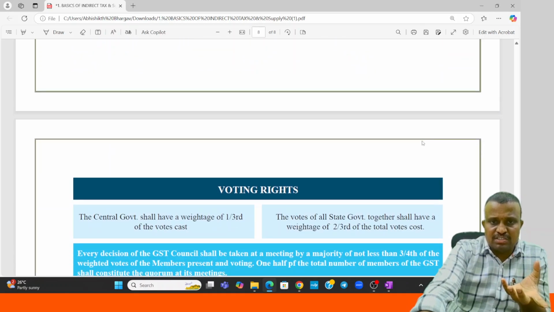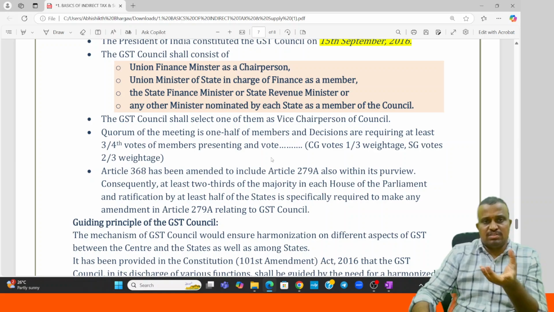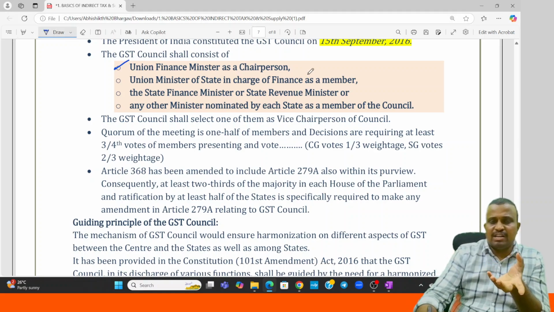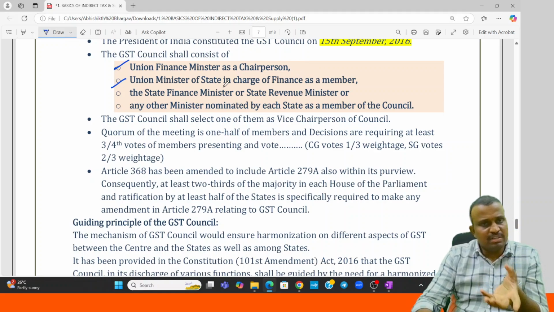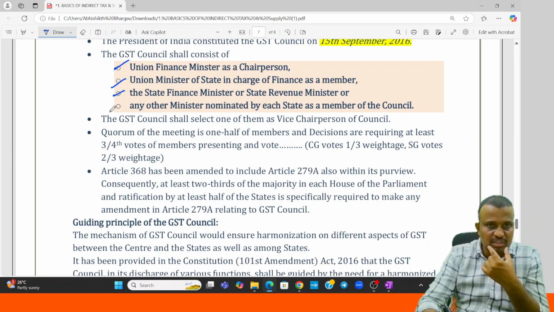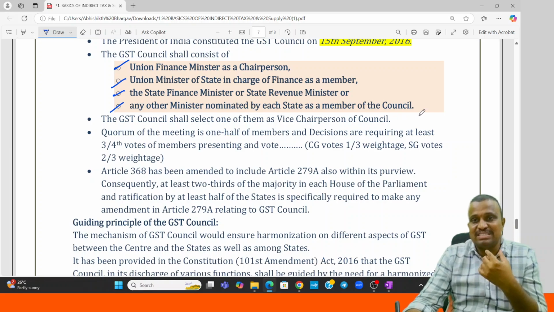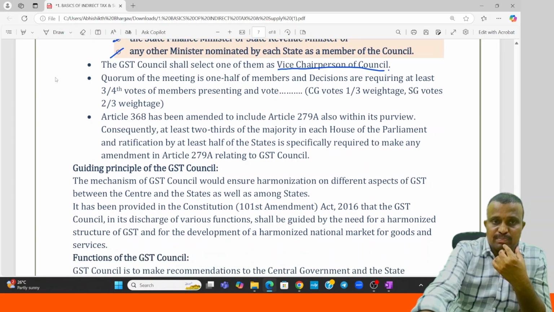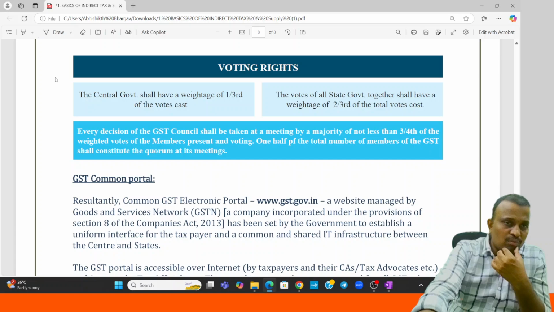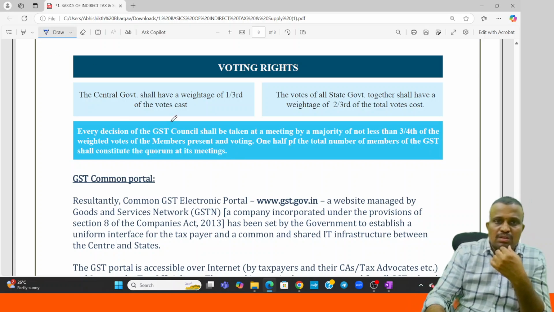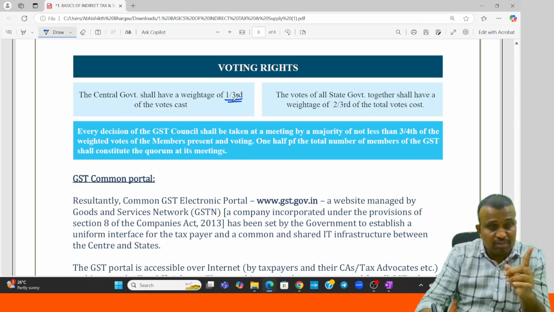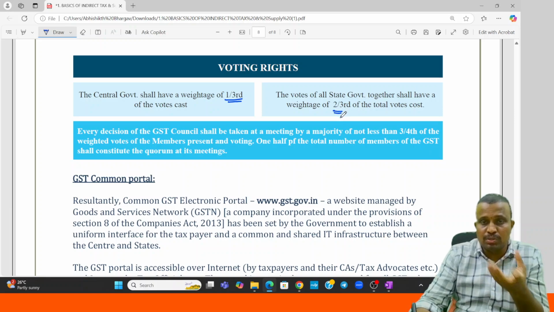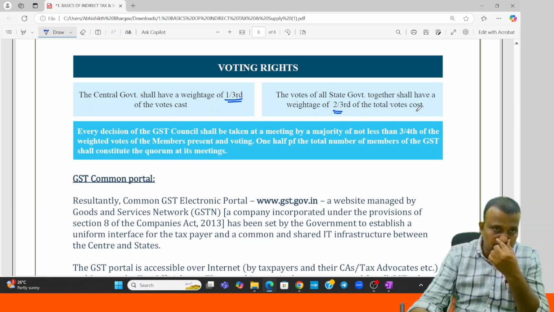The GST Council has a few members. It consists of the Union Finance Minister as chairperson, the Union Minister of State in charge of finance as a member, and the State Finance Minister, State Revenue Minister, or any other minister nominated by each state as a member of the Council. Among them, one is elected as vice president or vice chairman of the Council. Coming to voting rights, the central government will have a weightage of one third of the vote cast, and all state governments together should have two-thirds of the vote cast.